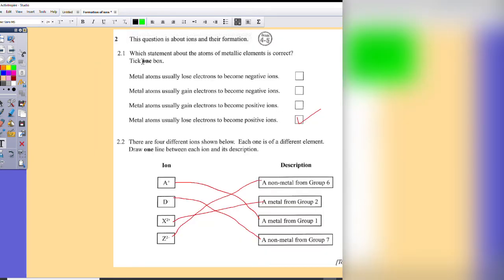Question 2. Which statement about the atoms of metallic elements is correct? So here we've got 4 statements. They're all very similar, but if you look closely, metal atoms usually lose electrons to become positive ions.